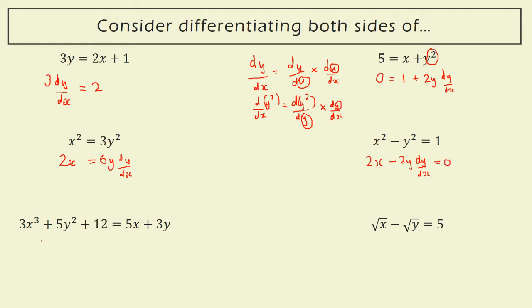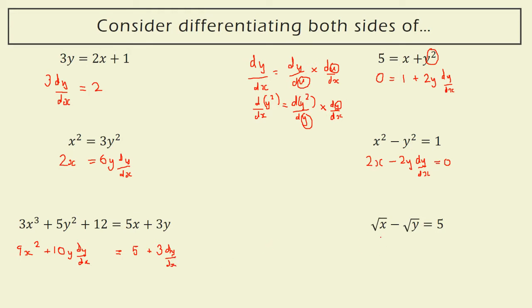All right, this big thing, take the left-hand side. 3x cubed is going to give me 9x squared. 5y squared with respect to y would give me 10y. I'm going to get a dy by dx because I differentiate with respect to y first. The 12 is a constant, it differentiates to 0. And on the right, 5x differentiates to 5. 3y with respect to y gives me 3, and I have to write a dy by dx on the end.